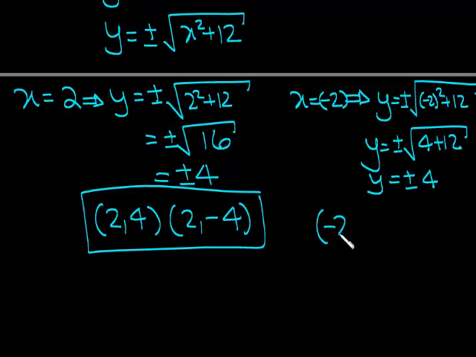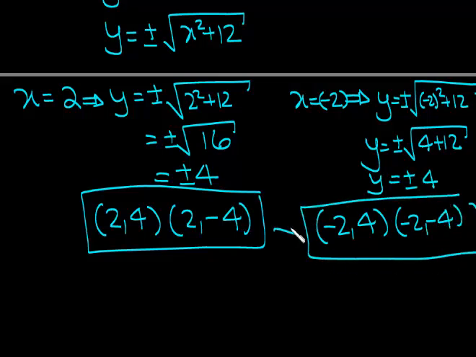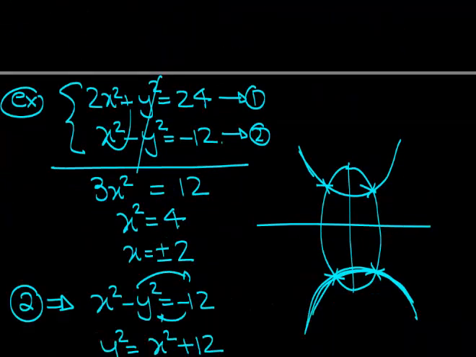So in this case, when x is negative 2, y is 4, and when x is negative 2, y is minus 4, because we get plus or minus. That's two more answers. So we got a total of 4 points, and that's exactly what we expected. When x is 2, y is 4 and negative 4, and when x is negative 2, y is 4 and negative 4.